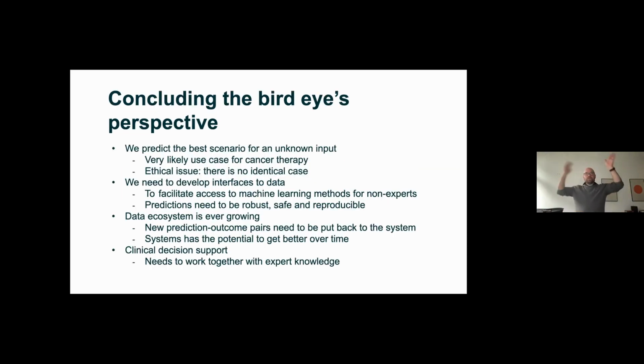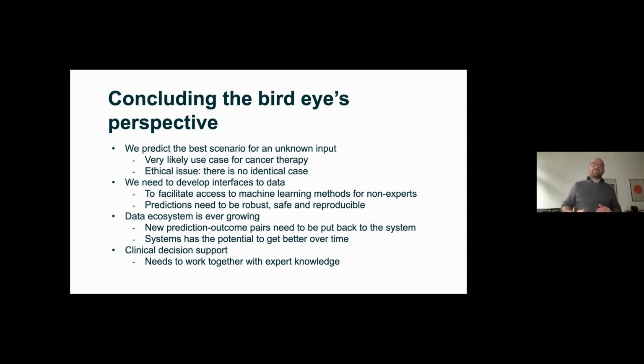So maybe I'd like to conclude the first part, which is the bird's eye perspective. What we want to do with the FAIR data is use it to predict some outcome for an unknown input, most likely for a cancer therapy decision support system. And we obviously need to work hard on interfaces, because only with good interfaces can we firstly build the bridge between the application domain, which is in this case oncology, and the data scientists. And we can also facilitate the access for machine learning methods.